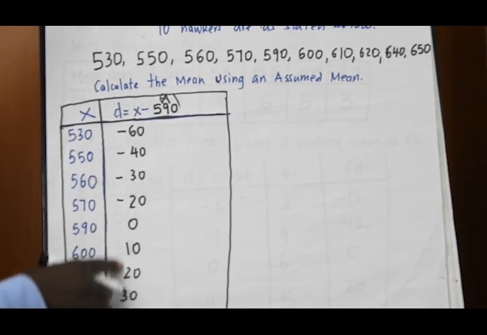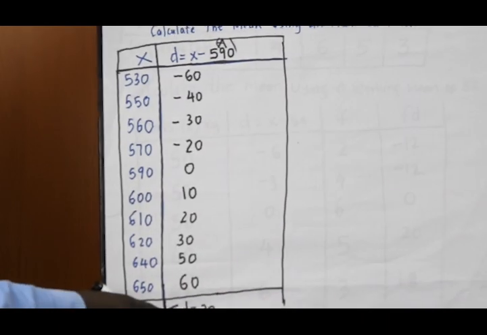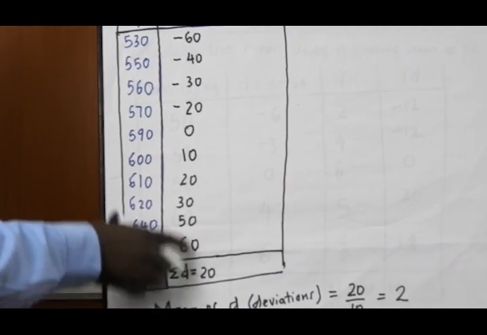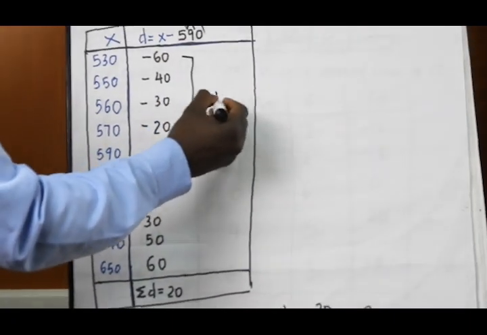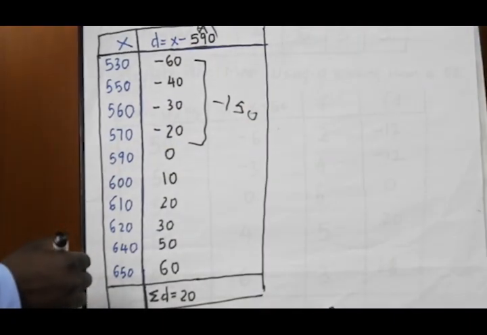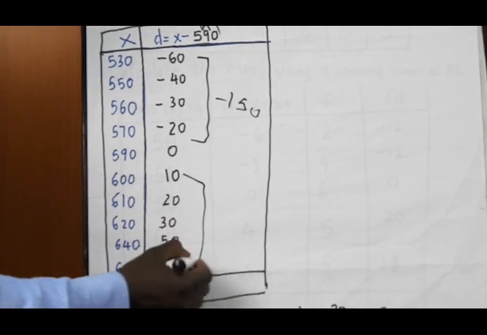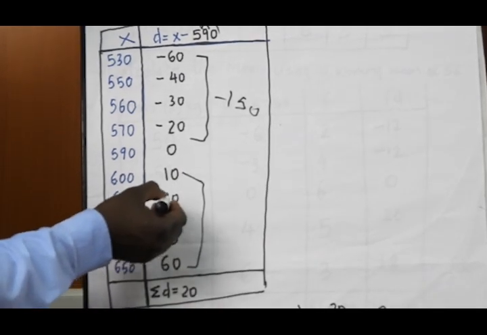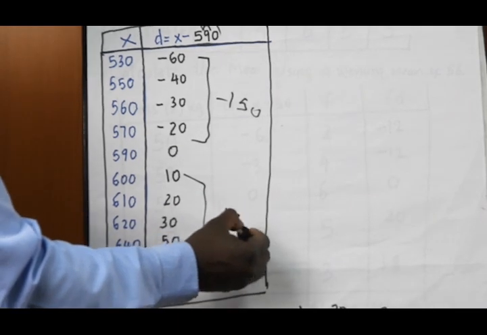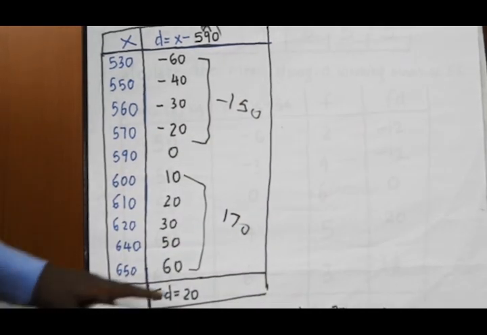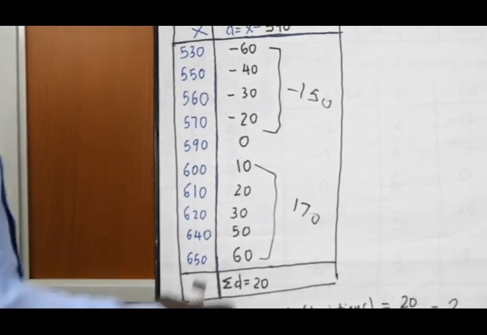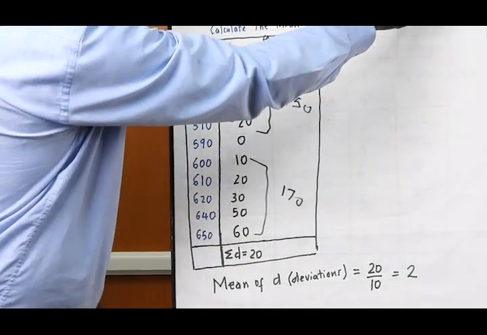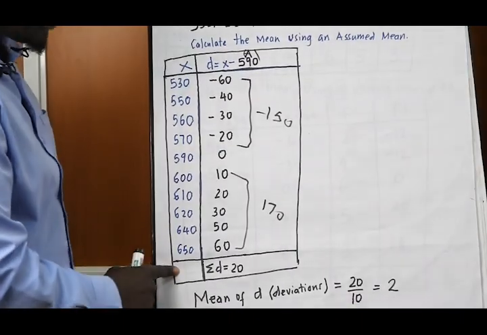When you add all these deviations, that's what I'm calling summation of the deviations. When you add the deviations, you can see the negatives add up to negative 150. And the positives, this is 60, 110, 140, 160, 170. So 170 minus 150 gives us 20. So when we get the mean of the deviations, that is 20 divided by the number. There are 10 of them.